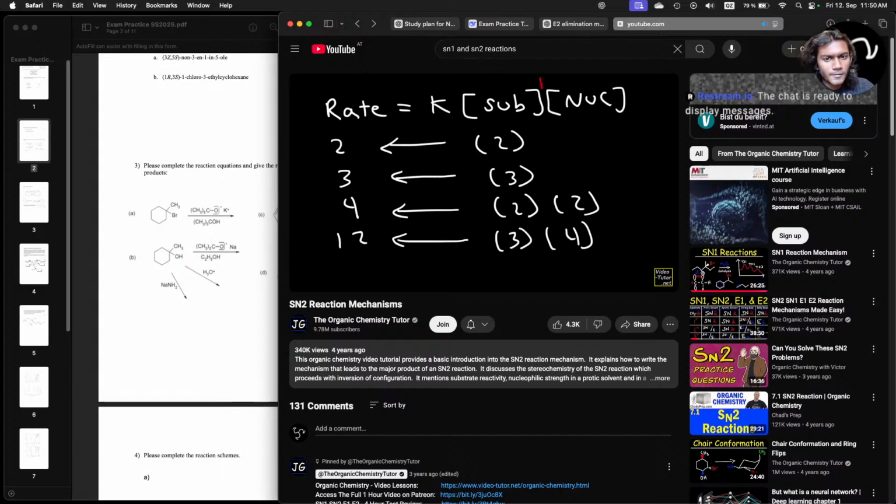So it's first order in the substrate, first order in the nucleophile. Overall, the rate is second order if you add 1 and 1, which gives you 2.